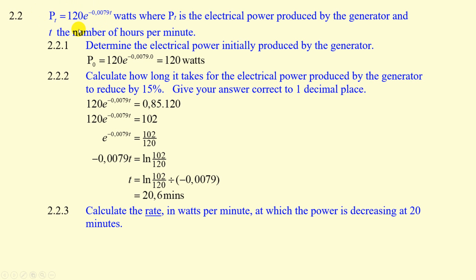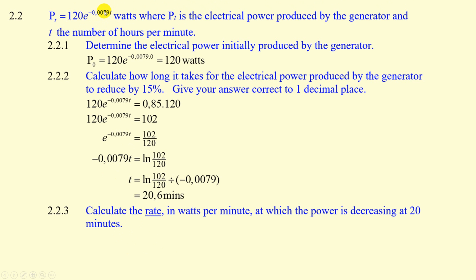Now, this isn't just a straightforward derivative because we have a function inside a function. This is a composite function. The outside function would be 120 e to the x, and the inside function is that exponent part. So therefore, we have to use chain rule, which is derivative of outside times derivative of inside.